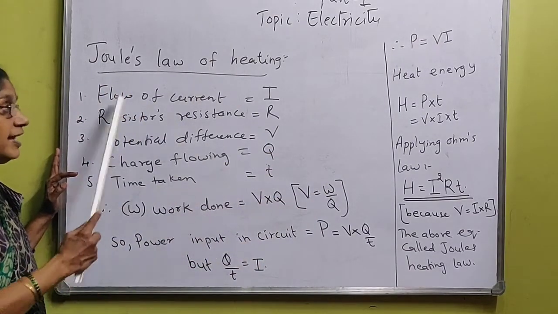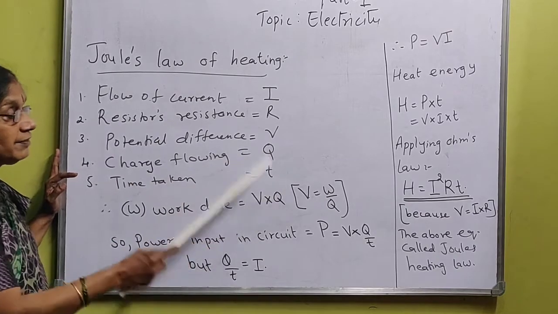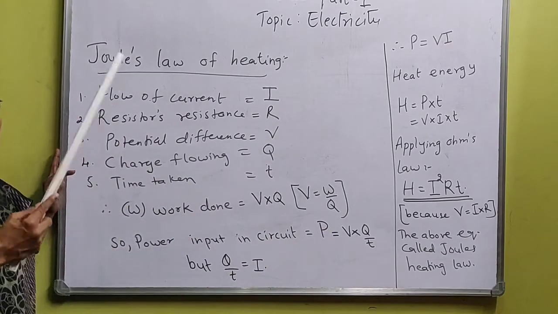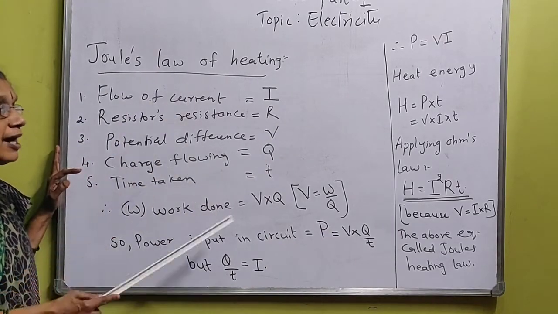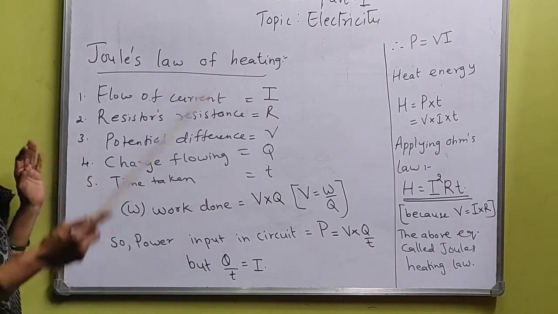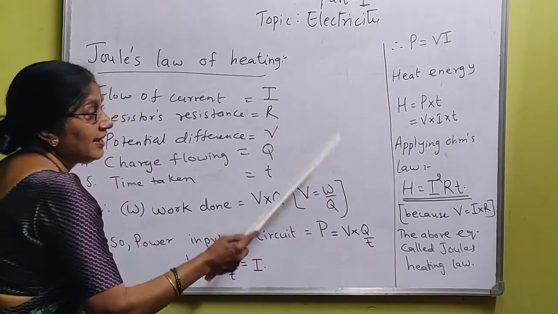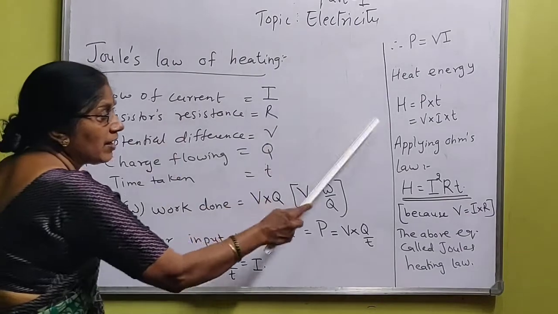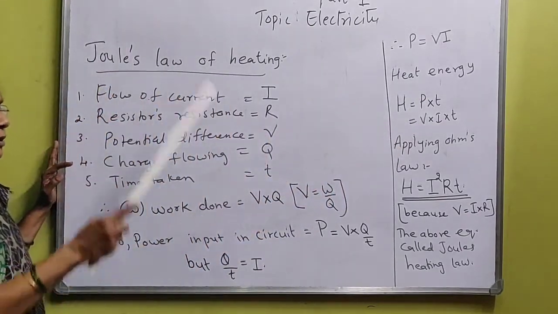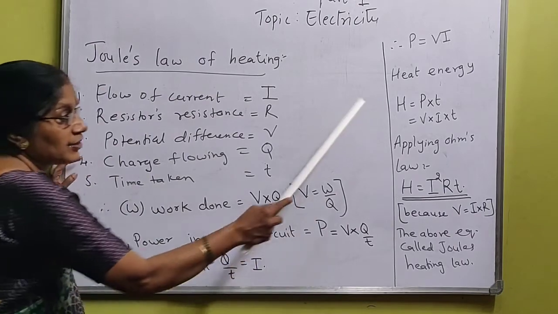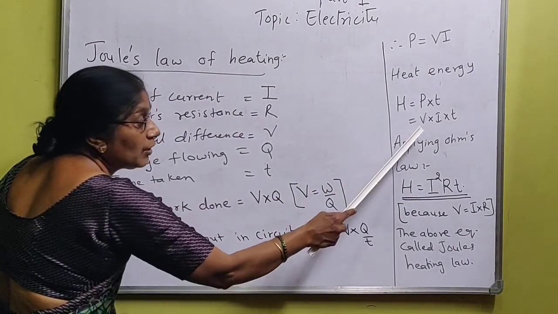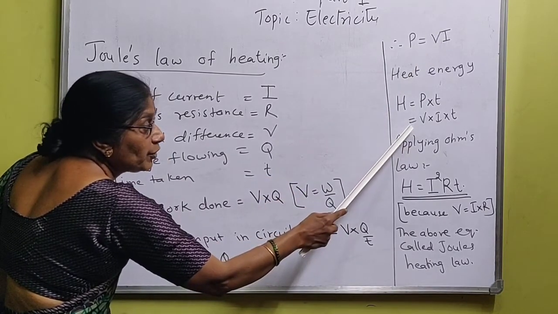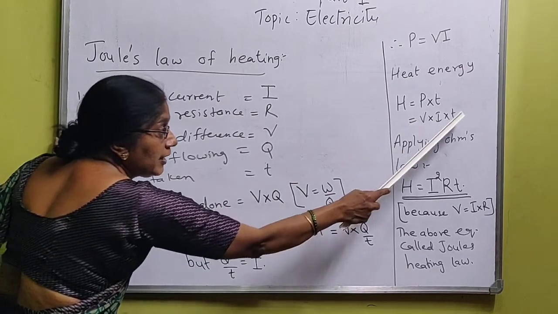If power is there in the circuit, then what will be the heat energy? Because I told you earlier, whenever current is passing through the circuit or through any appliances, some part of the electrical energy is converted to heat energy. The heat energy dissipated is nothing but the product of the power and the time taken. So H is equal to P into T, but we know P is equal to V into I. So instead of P, I am going to keep H is equal to V into I into T.